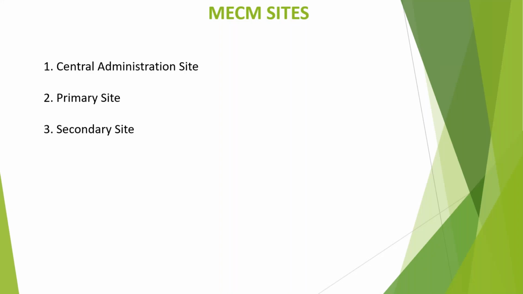Okay guys, let's get started. So in the last session, we discussed these sites in SCCM: central administration site, primary site, and secondary site. These are the three sites. CAS is an optional site, primary site is mandatory, and secondary is an optional site.